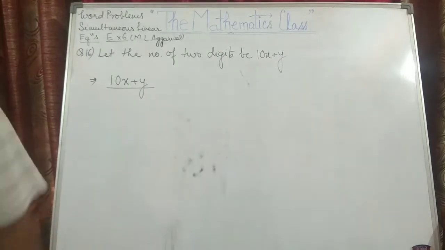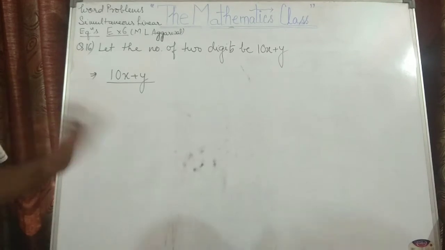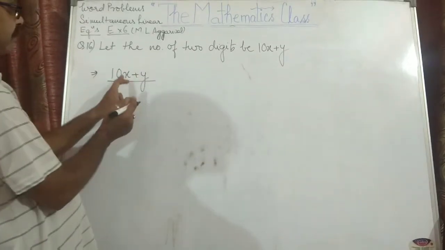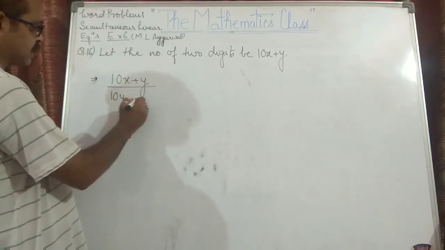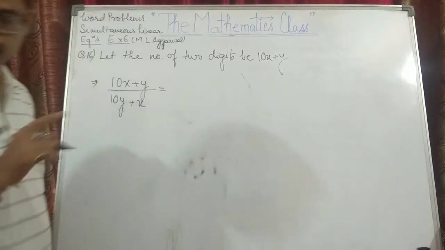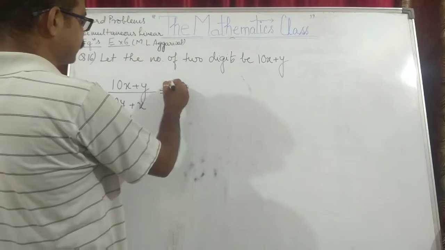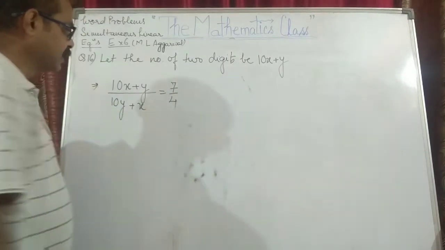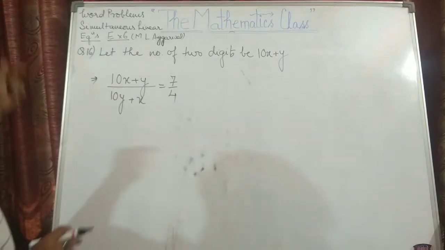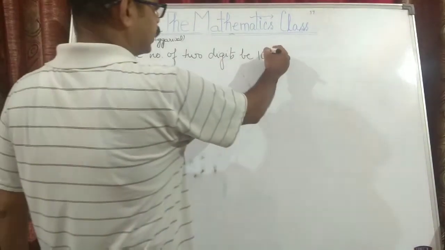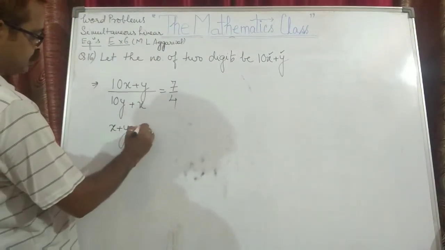Now they say that the number of 2 digits, 10x plus y, divided by the number with the digits reversed. Reverse means x will take the value of y and y will take the value of x. Place value changes, so 10y plus x is equal to 1 whole 3 upon 4. 1 whole 3 upon 4 means 4 times 1 is 4, and 3 makes 7, so 7 upon 4. That is the first part. For the second part, they say that the sum of the digits is 12. The digits are x and y, so it is given that x plus y is equal to 12.